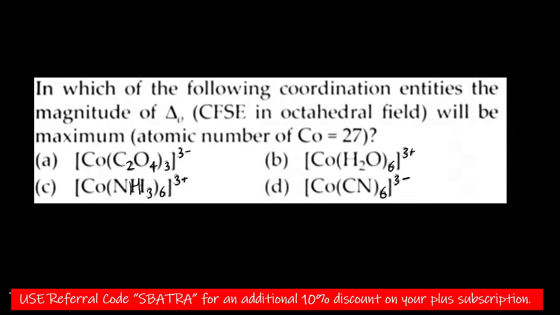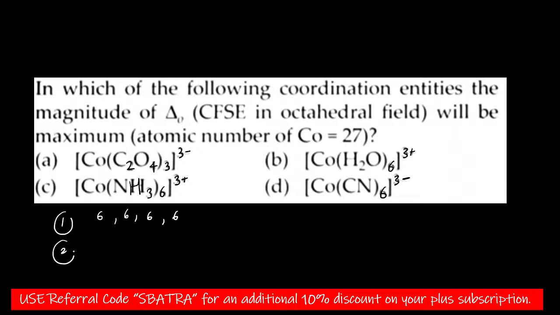Right, okay, so in which of the following coordination entities will the magnitude of your delta O, that is crystal field splitting energy, be maximum? For this question, the first step is we have to find out the coordination number. The coordination number in the first complex is 6, in the second it's also 6, in the third it's also 6, and in the fourth it's also 6.